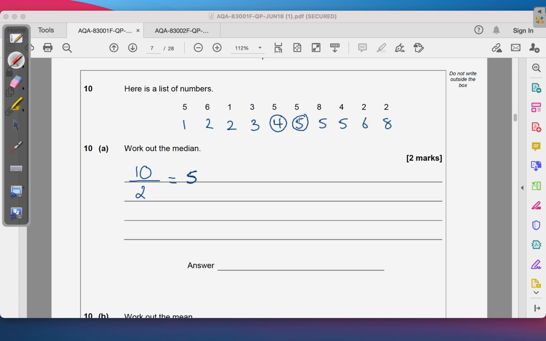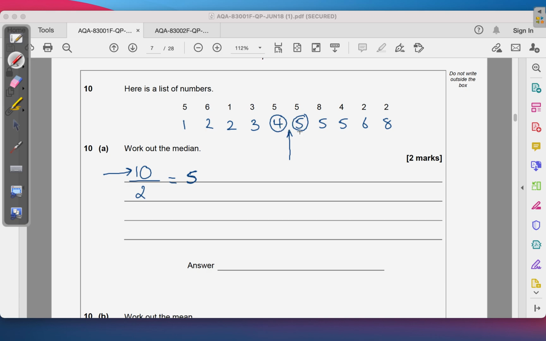Now the problem is when we have an even number of numbers and we're asked to find the median, there won't actually be a number that's in the middle. So what we have to do is find the numbers like I've just shown you. We divide the number of numbers by 2, so we cut them in half, and then we count and find the number that's 5 from this end, and then 5 from this end, and then we find the number that's in between those two. So we take the mean of the two middle values.